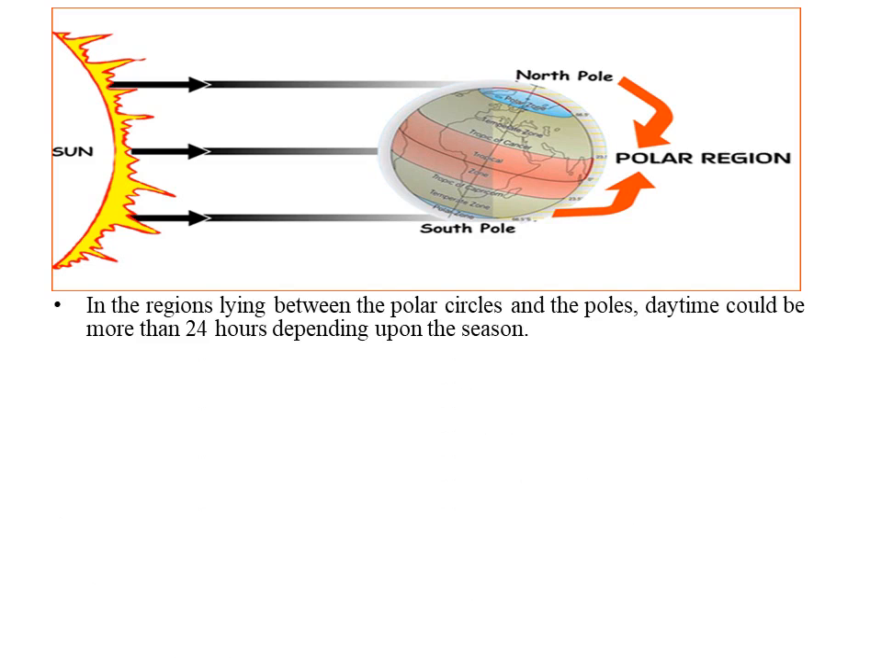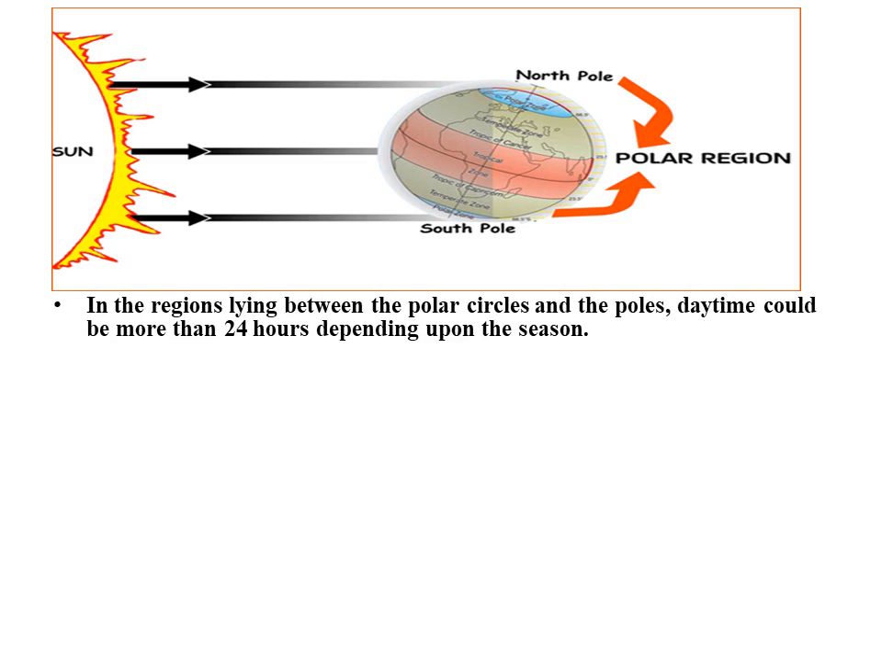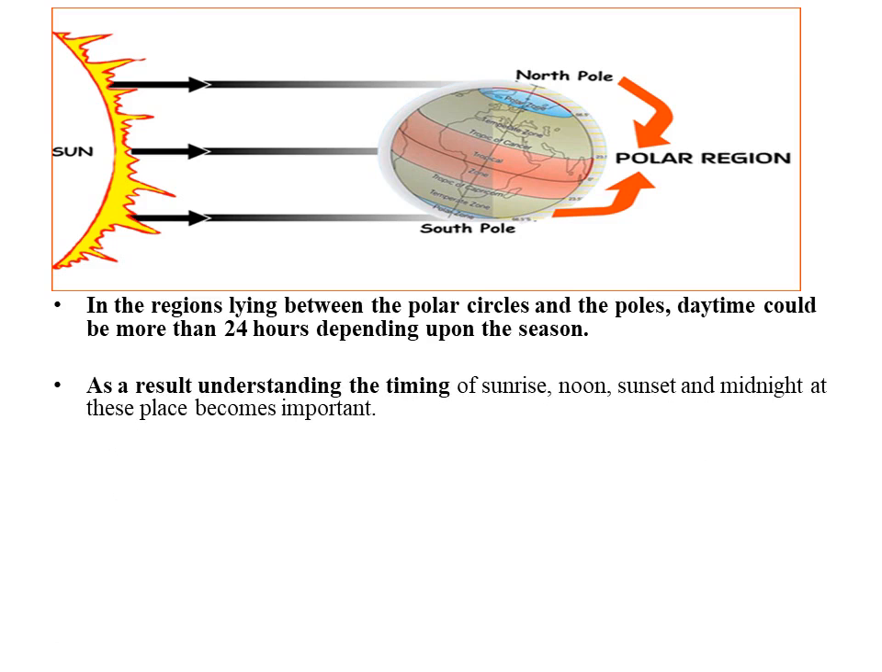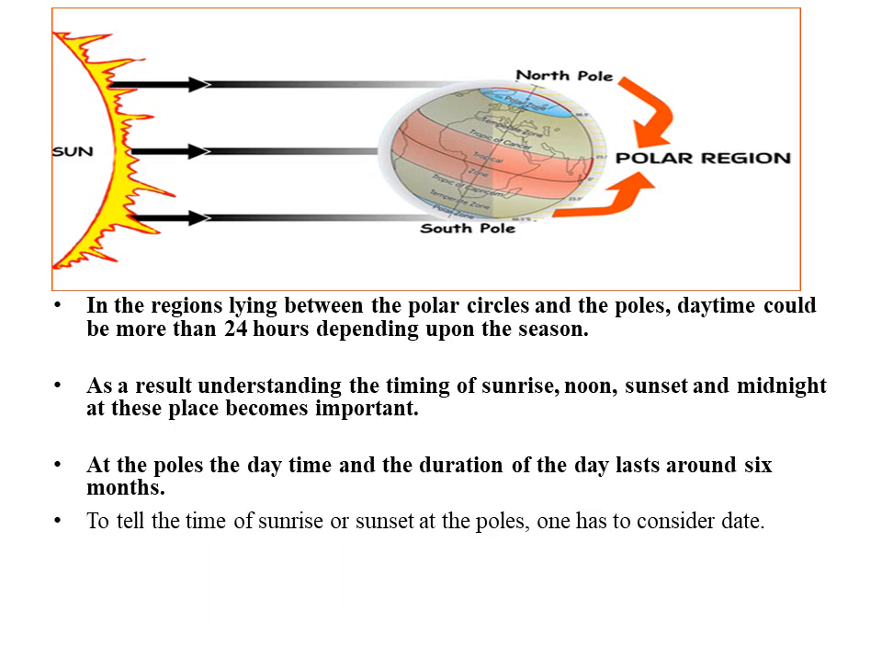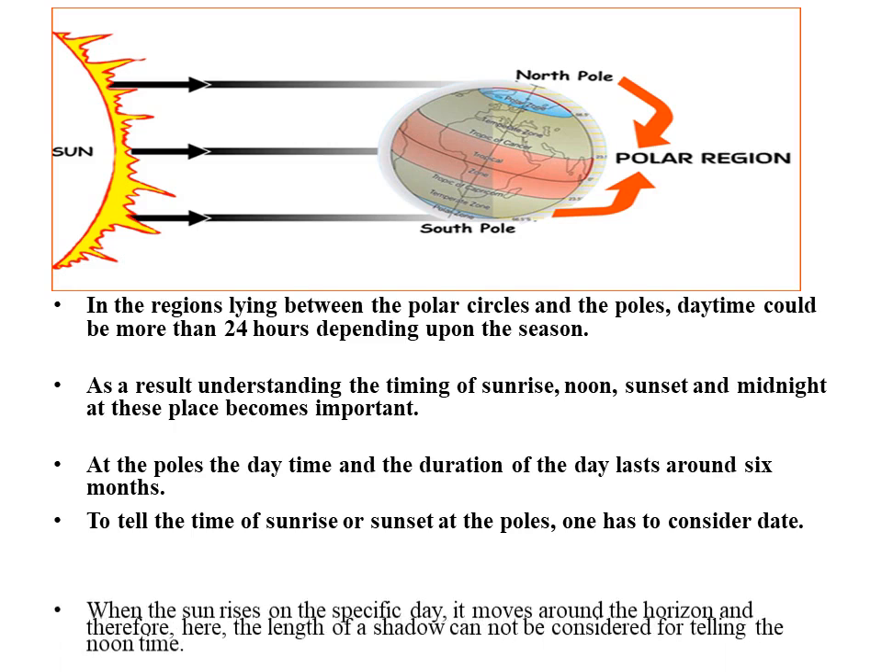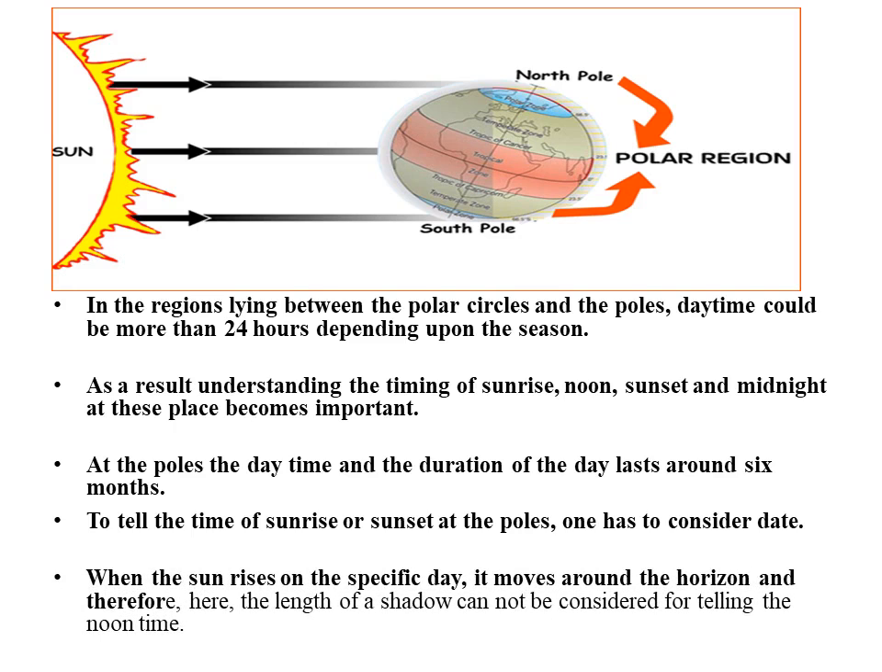In the regions lying between the polar circles and the poles, daytime could be more than 24 hours depending upon the seasons. As a result, understanding the timing of sunrise, noon, sunset, and midnight at these places becomes important. At the poles, the daytime and the night last around 6 months. To tell the time of sunrise or sunset at the poles, one has to consider the date. When the sun rises on a specific day, it moves around the horizon, and therefore here the length of shadow cannot be considered for telling the noon time.